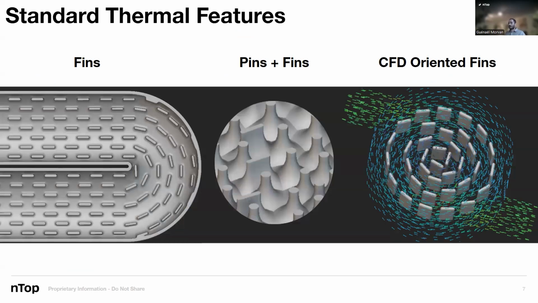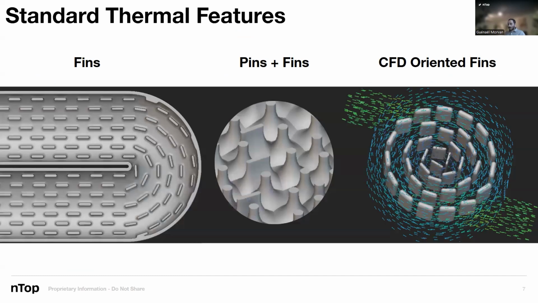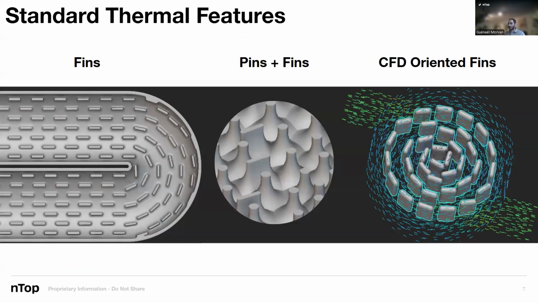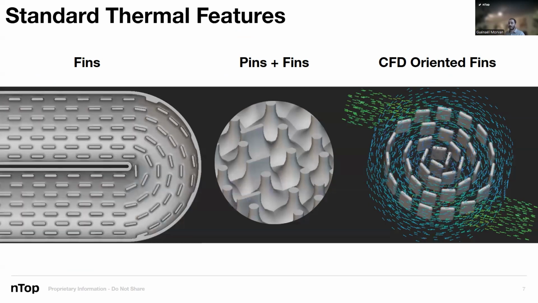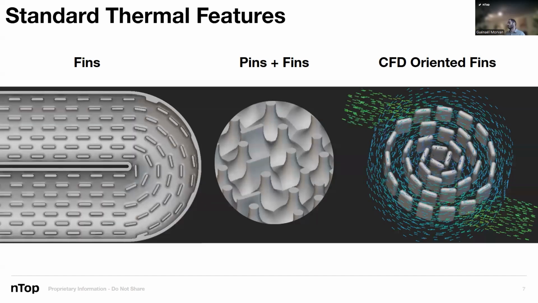Now let's go to thermal applications. Implicit modeling enables you to create a lot of different types of things. For thermal applications, maybe for a more traditional heat exchanger or heat sink, we're going to see different types of pins.